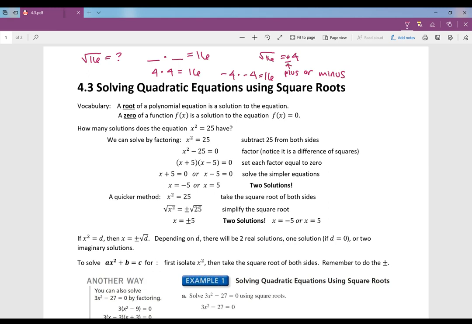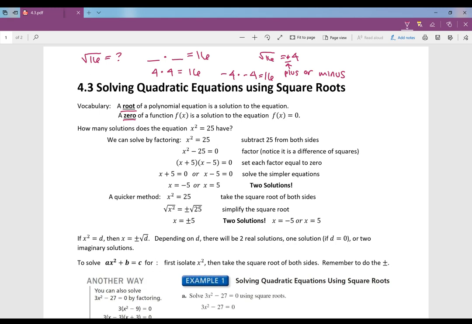Okay. All right, so there's a couple of vocab terms. A root of a polynomial equation is a solution to the equation. A zero of a function f of x is a solution to the equation f of x equals 0. So when you set your equation equal to 0 and solve, that would be a 0.